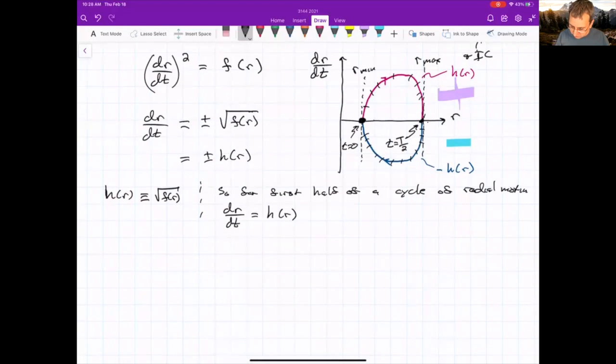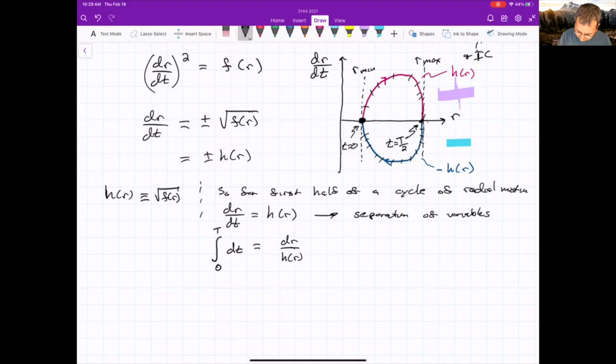We can rearrange this. So now do, what do you call that? Separation of variables. You can do that. And we'll get dt equals dr over hr. Right, we get everything that depends on t, and then the part that depends on r. We can now integrate both sides. So if I integrate this from 0 to capital T over 2, this gets integrated from R min to R max.